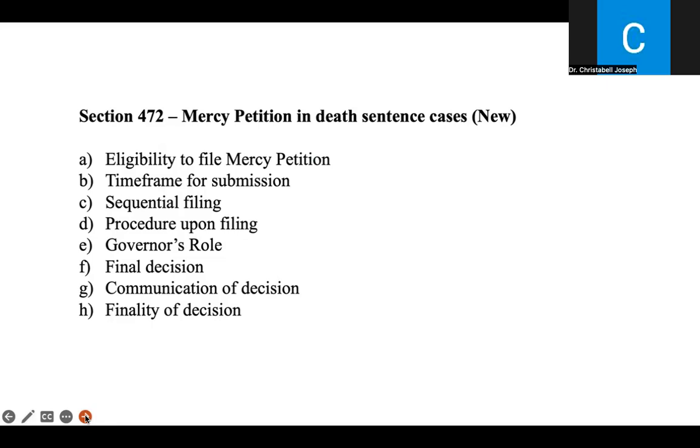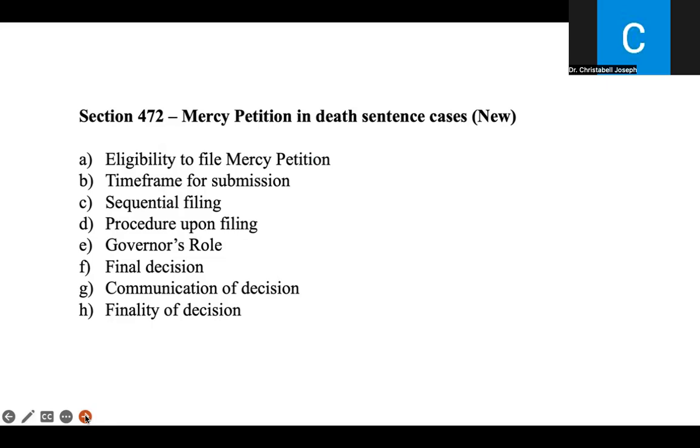The second subsection here talks about the time frame for submitting a mercy petition. This subsection says that the petition must be filed within 30 days from the date on which the superintendent of the jail informs the convict about 2 things. One is about dismissal of the appeal, review, or special leave to appeal to the Supreme Court, or about the confirmation of the death sentence by the High Court and the expiration of the time allowed to file an appeal or special leave to the Supreme Court.